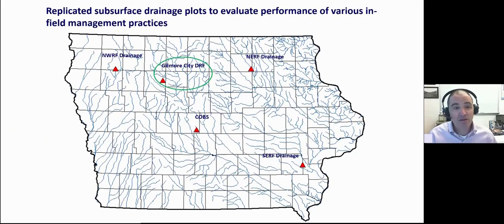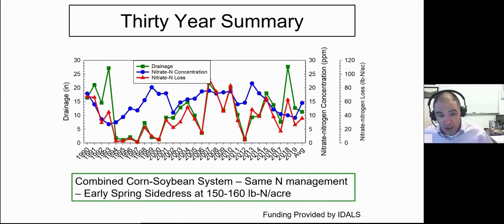Okay, so we're going to talk a little bit about what we see from infield management. I'm going to talk mainly about data from 3 different sites in Iowa, and we'll first start at our Gilmore City site. I bring up this slide to illustrate how nitrate loss from our corn soybean cropping systems varies from year to year, and that it's very dependent upon how much precipitation we get and how much drainage we get from our systems.